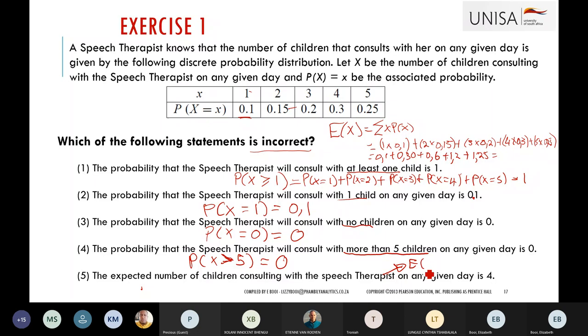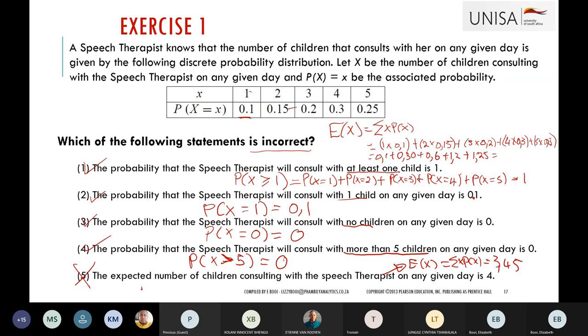So our expected value, which is the sum of your observation times your probabilities, is equal to 3.45. So we know that that is correct. The first one was equal to 0.1. We know that this was equal to 0 and that was equal to 0, and that is the incorrect one. And I hope now you know how to answer the questions.